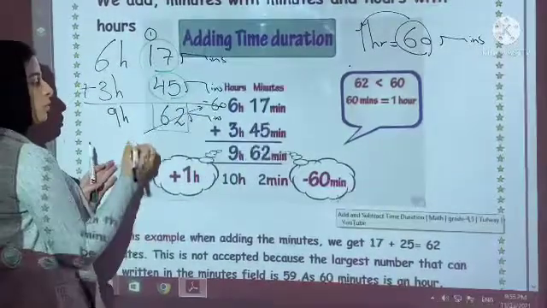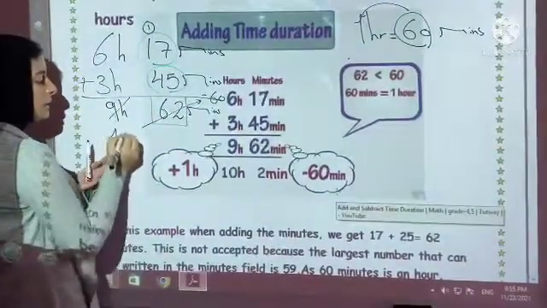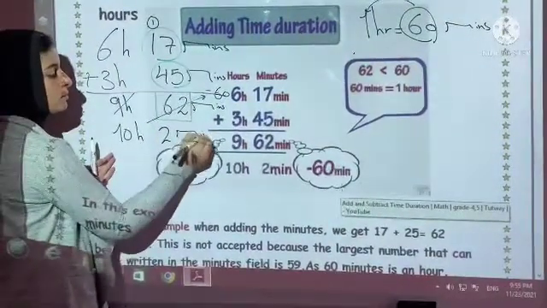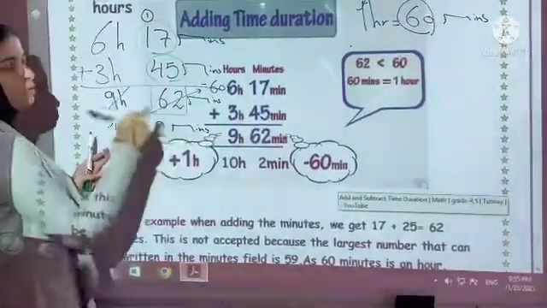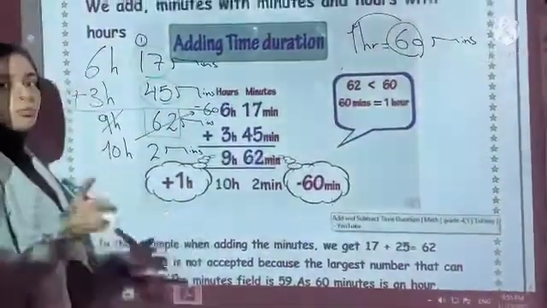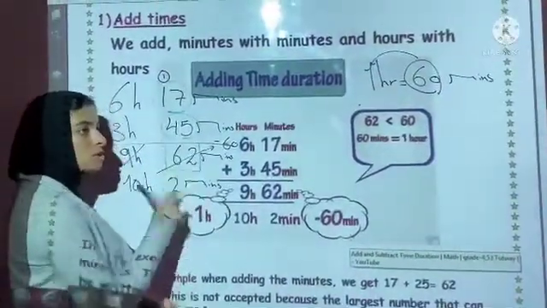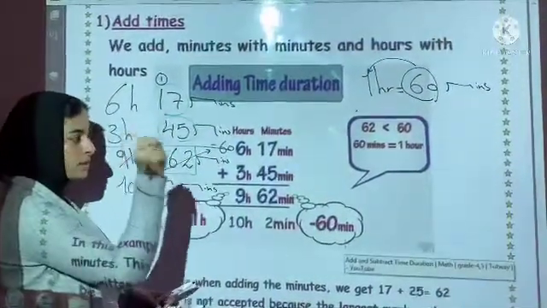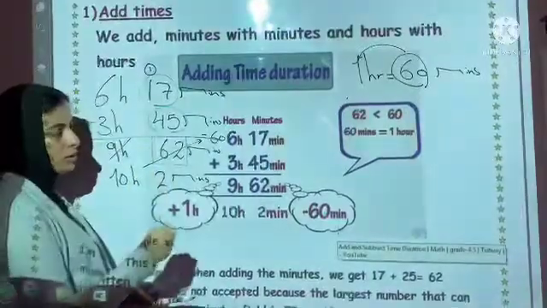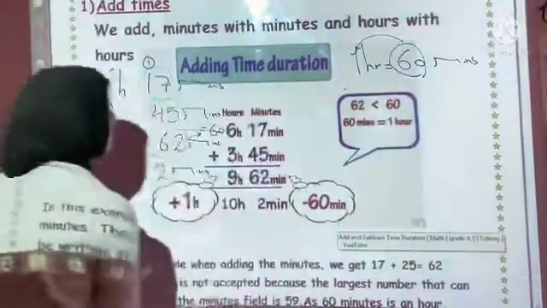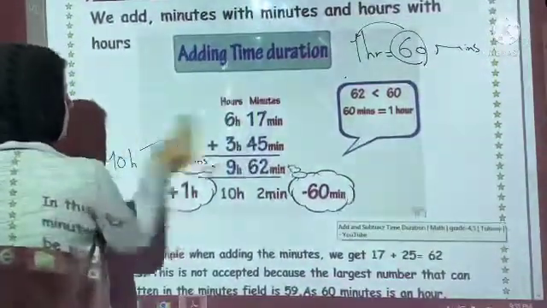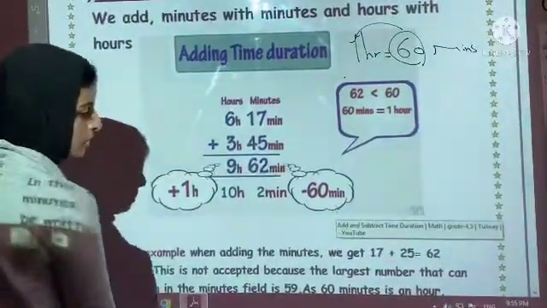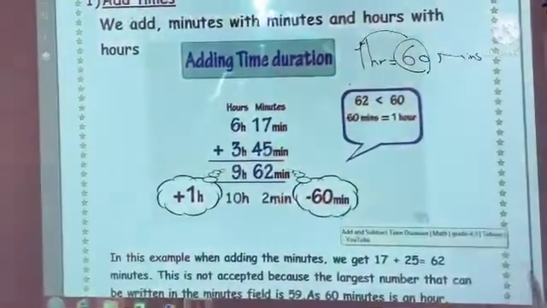So let's add hour to hour. This line will be 10 hours, and 62 minus 60 is 2 minutes. That means 10 hours and 2 minutes. So Junior 4, you can't put a number larger than 60 in the minutes, so we subtract 60. When you make 60 in your hand, that means you have 1 hour. And this is the first way, adding time: minutes with minutes and hours with hours. Let's move to the second one.